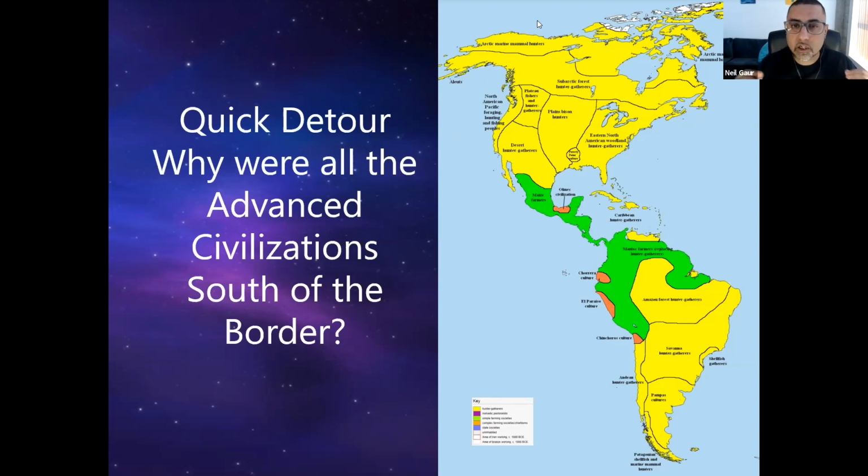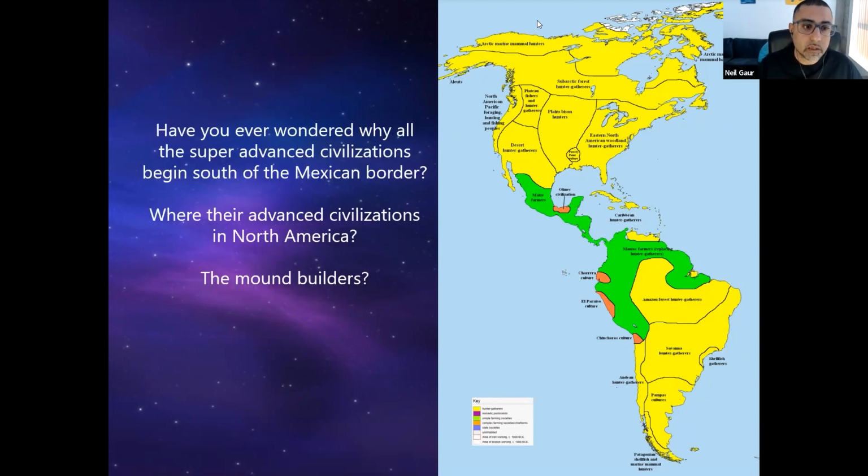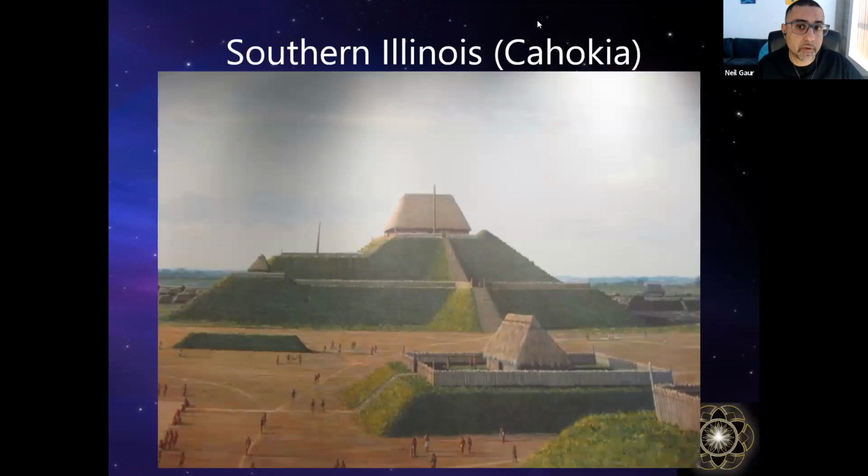And why is it such a coincidence? Is it just a coincidence that it's not in North America, but as soon as the Spanish speaking countries begin, all of a sudden we start seeing advanced structures? So again, have you ever wondered why all the super advanced civilizations begin south of the Mexican border? And were there advanced civilizations in North America? You might have heard of something called the mound builders of North America.